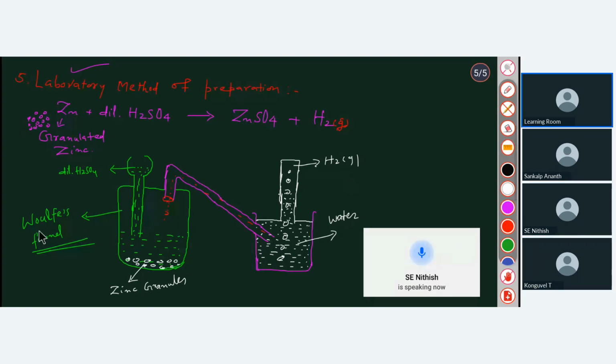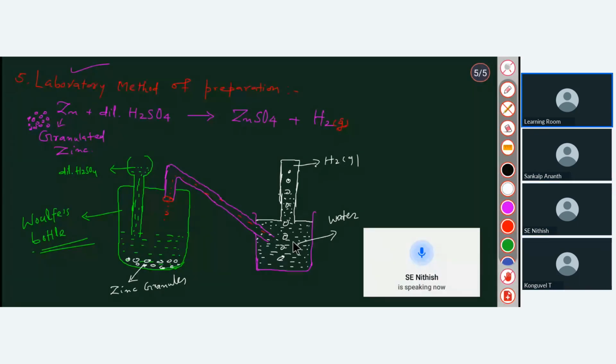So have you noted this down? Have you made this diagram? Yes, sir. Okay, then remember the name of this. It is known as Wolff's bottle. It is the name of this bottle in which there is a funnel through which we are passing the dilute H2SO4, and there is another glass tube through which we are collecting this hydrogen.